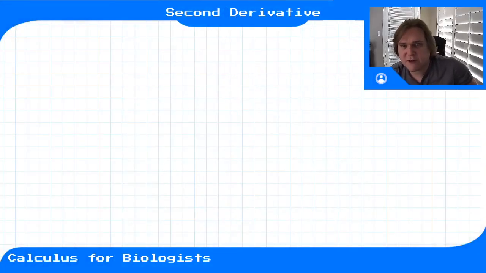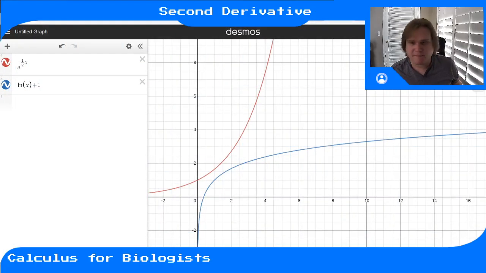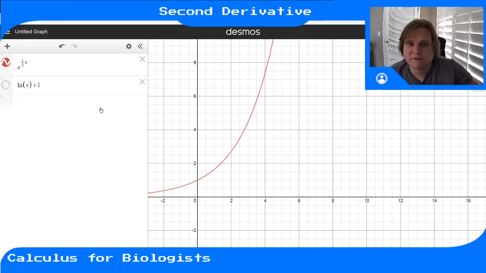All right, so in this video, we'll talk about how we can use the second derivative to get a better sense of a function's behavior. So let me go to two examples here. Okay, so here we have two separate functions. Let's look at one at a time.